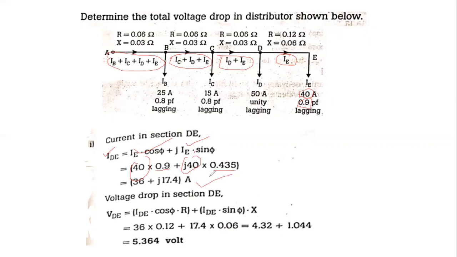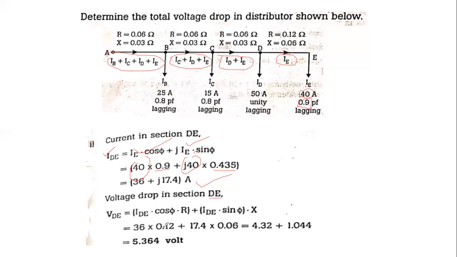Next, we calculate the voltage drop in section DE. What is the formula for that voltage drop? That is I into X. What is the current across the D to E section? IDE is equal to 36 plus j17.4. Therefore, IDE cos phi into R. What is the IDE value?